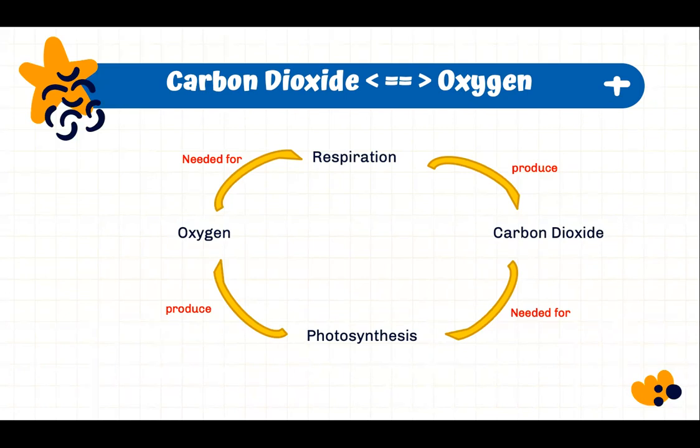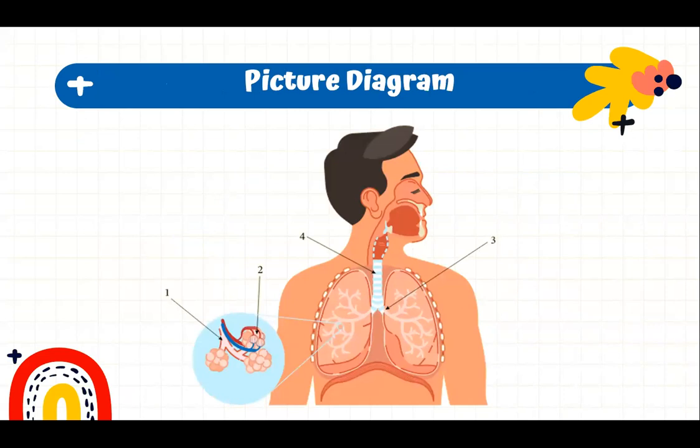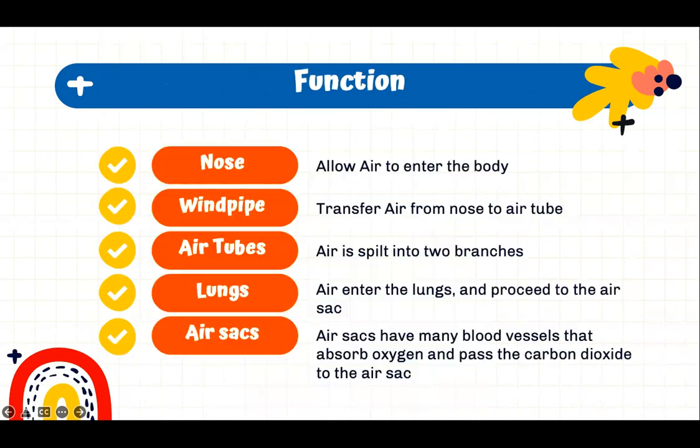Next up, this is the diagram of the air transport system, known as the respiratory system. We have the nose, and the air goes into the windpipe. Then it branches out into the air branches and goes into the lung, down to the respective air sacs. All these little ending points are called air sacs. So what are air sacs? Let's recap again. The nose allows air to enter the body.